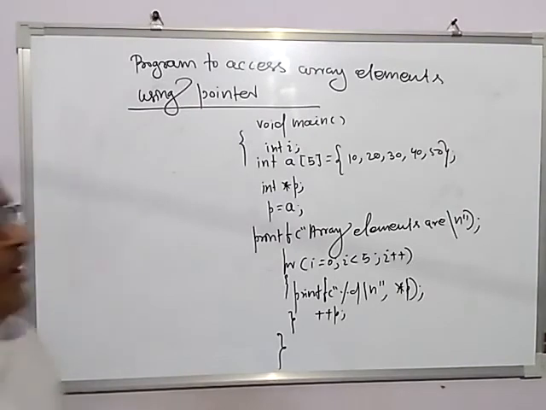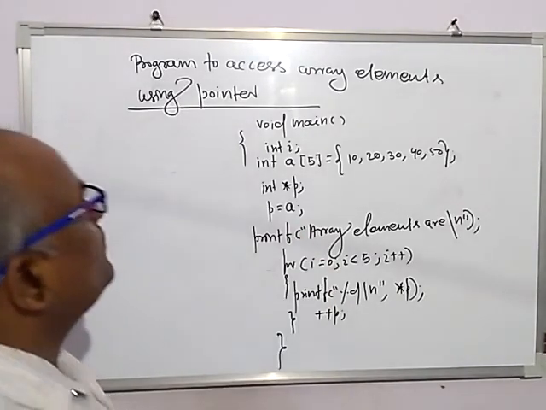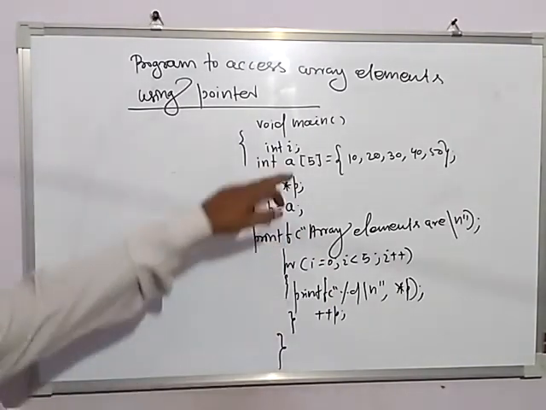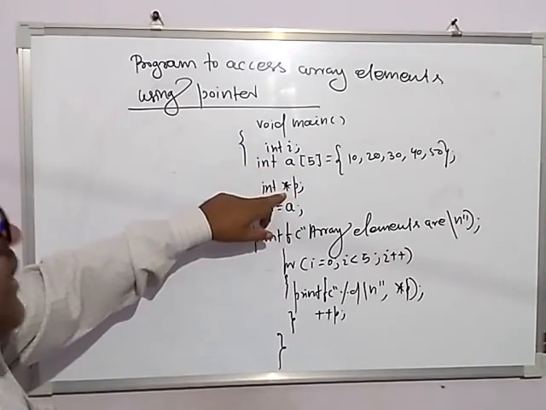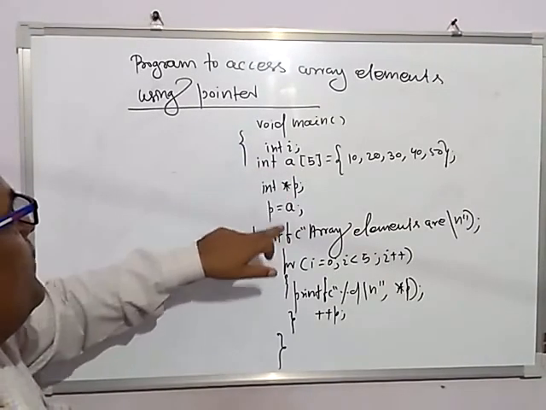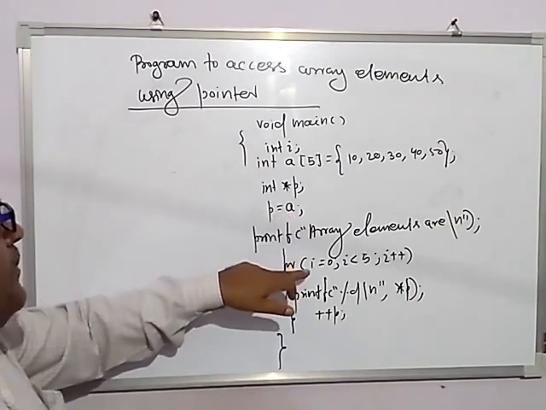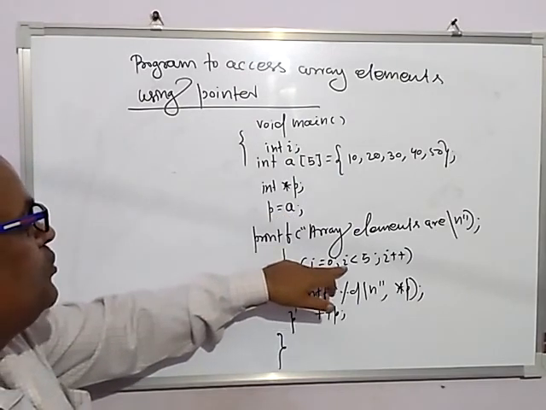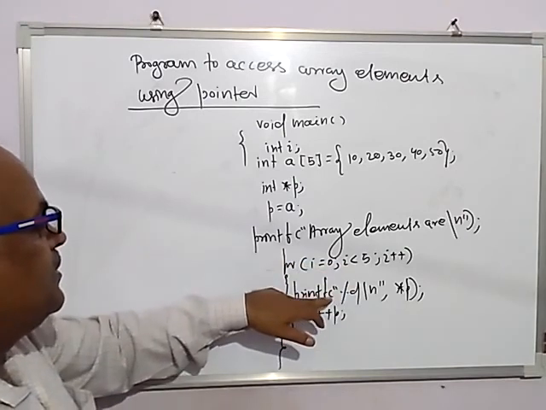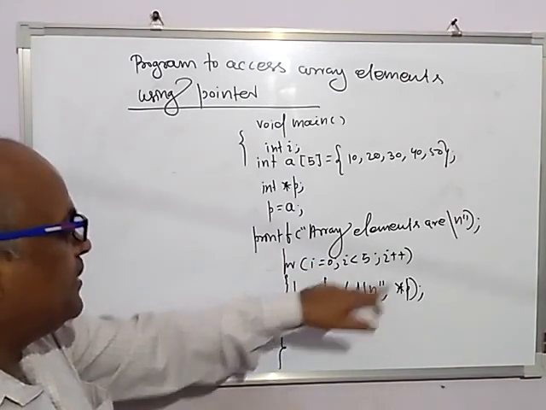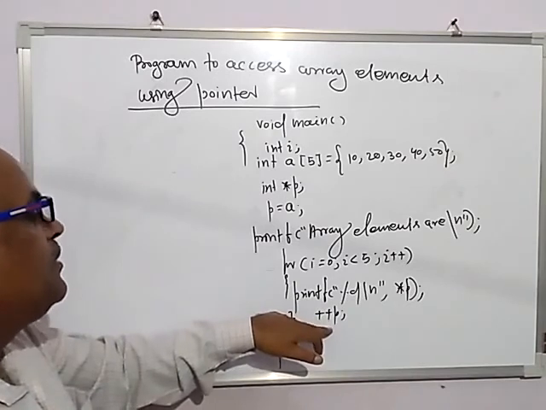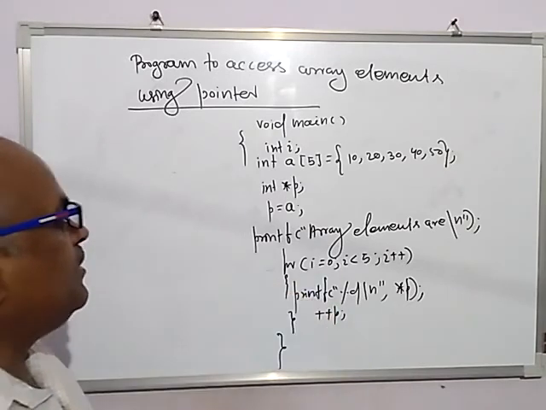So this is a program to access the array elements using pointer. So this is the array. You take a pointer variable of integer type, p equal to a. It holds the base address. Then array elements are printed for i equal to 0, i less than 5, i++. Then the first element is *p. Then you increment the value of p each time to access the element.